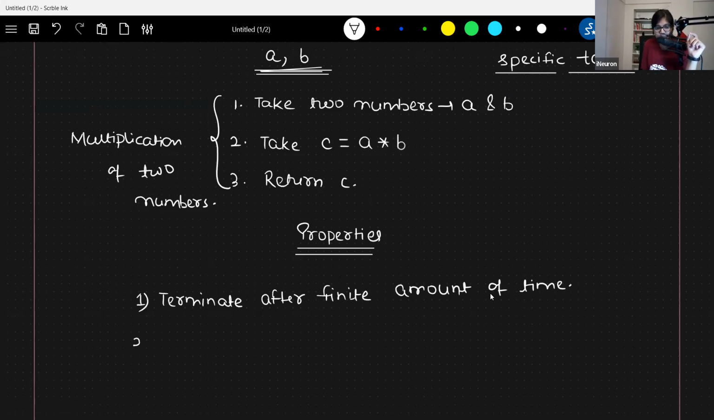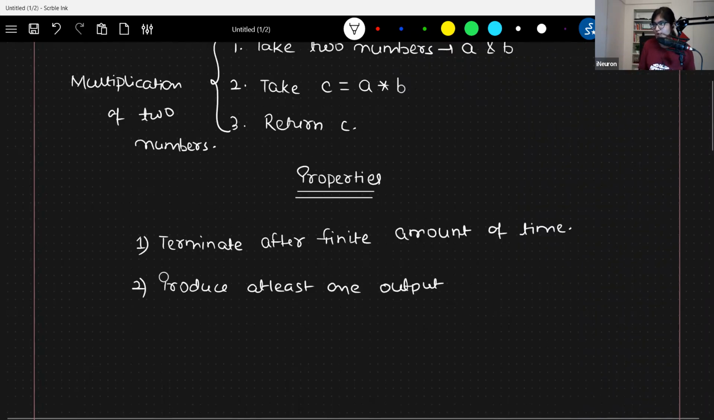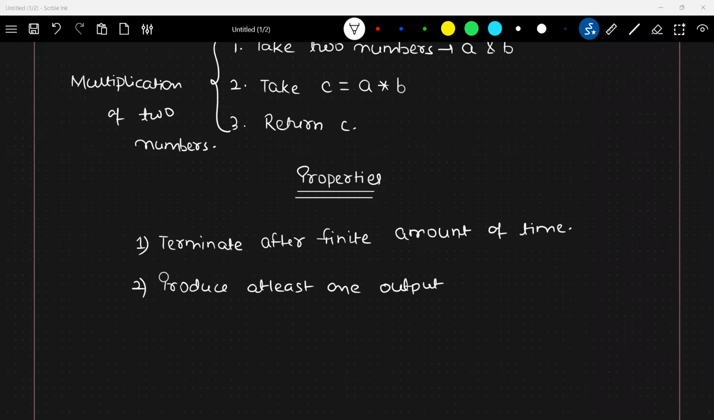The second important property is that once it gets terminated, it should produce at least one output. Your code or your algorithm should produce at least one output. You can expect more than one output as well. What's the reason behind that? You want some specific output, right? For example, here I have written the code for multiplication of two numbers. So what I want is a result as a multiplication of A and B. So our code should produce at least one output here.